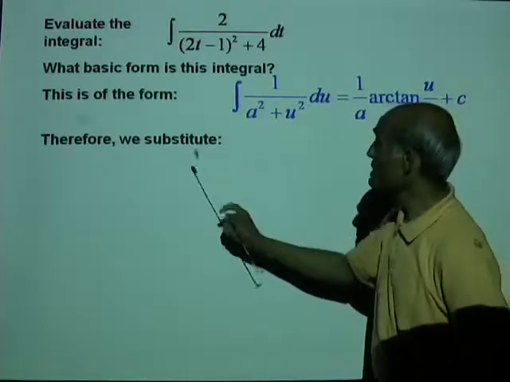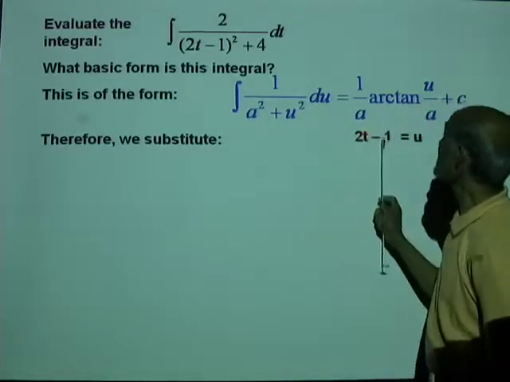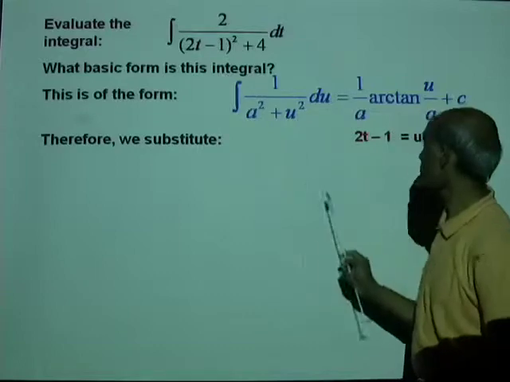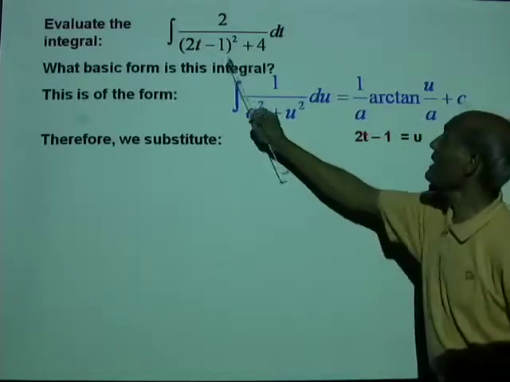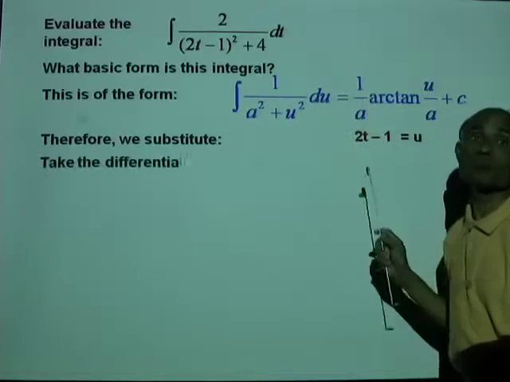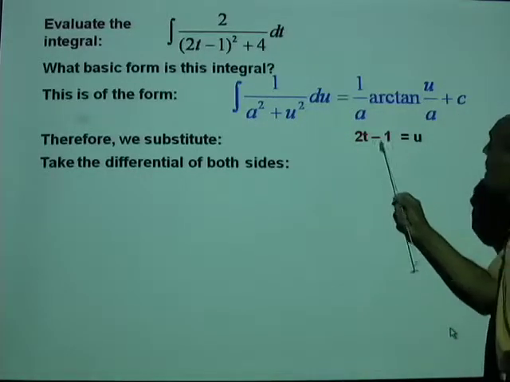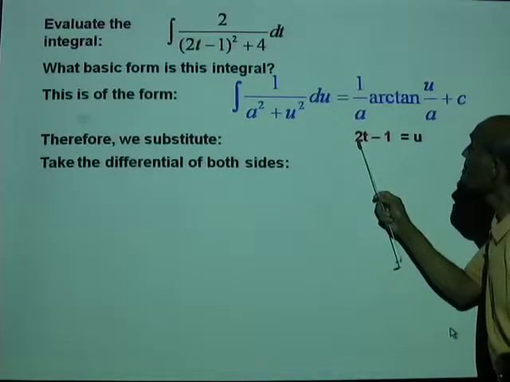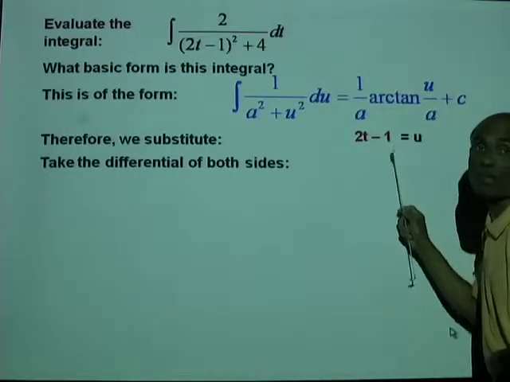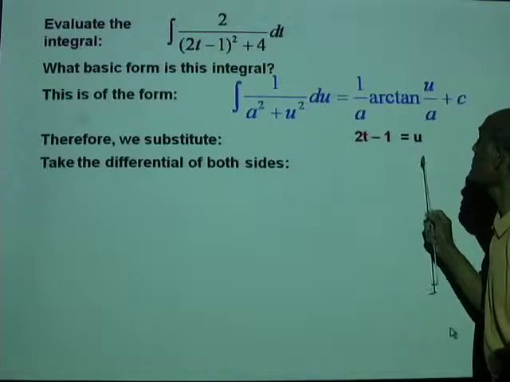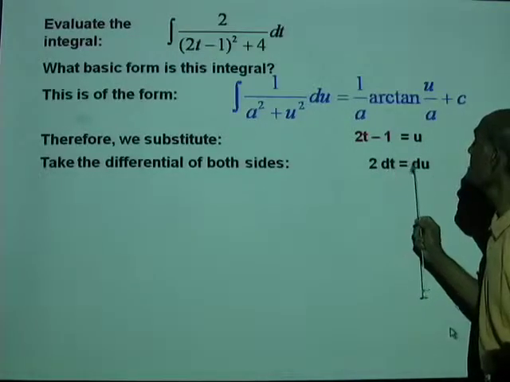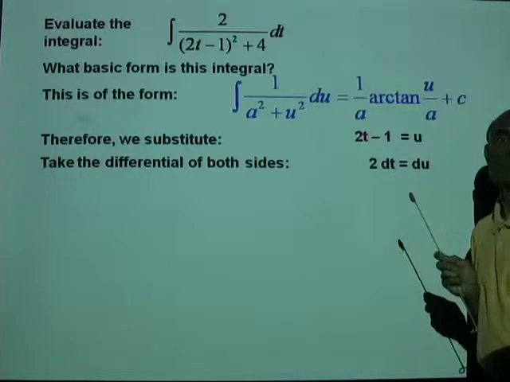So, we substitute 2t minus 1 equal to u. That's your u. And once you have your u, you need to replace that dt in terms of that u. So take the differential of both sides. Differential of 2t is 2 dt. Differential of 1 is 0. And differential of u is du. That gives me 2 dt equal to du.